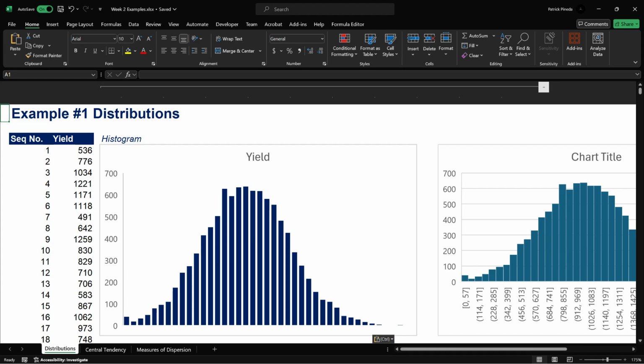So stay tuned. We're going to be covering measures of central tendency next, and why they are important, what they are, how you use them.